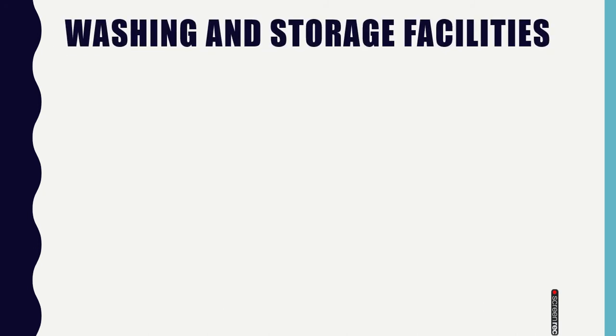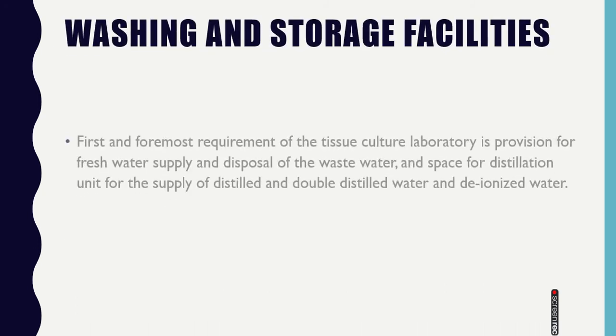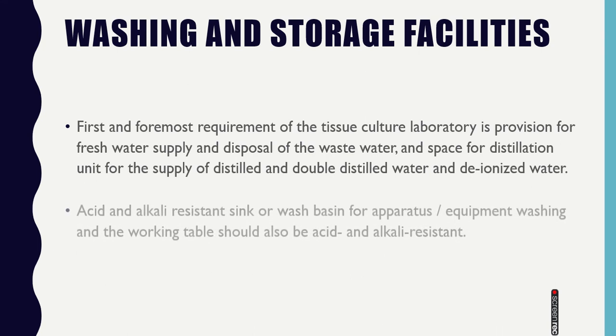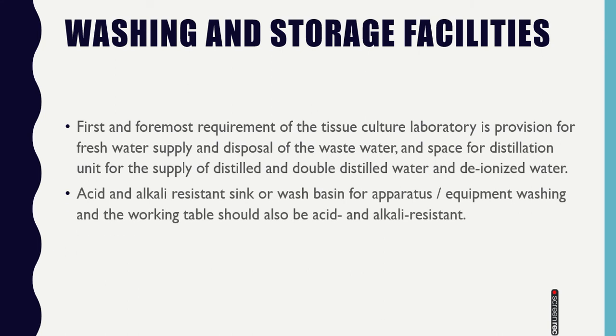Now about the washing and storage facilities. The first and foremost requirement of the tissue culture laboratory is the provision for fresh water supply and disposal of wastewater, and space for a distillation unit for the supply of distilled and double distilled water, or also deionized water. An acid and alkali resistant sink or wash basin for washing apparatus and equipment is needed, and the working table should also be acid and alkali resistant.